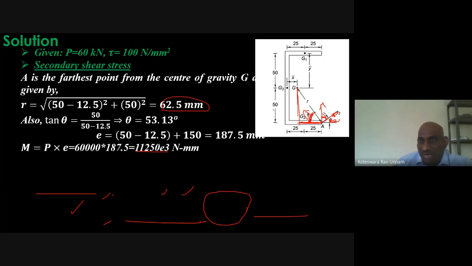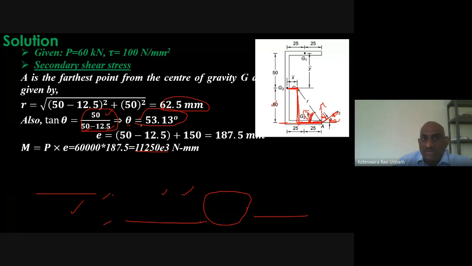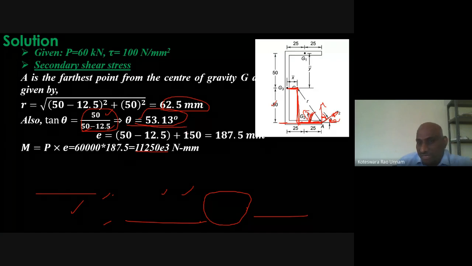Tan theta is nothing but the opposite side, which is 50, and the adjacent side, which is not 25 here, but 50 minus 12.5. That's what I have shown in this formula. The horizontal distance from here to here is 50, but from that you need to subtract this x bar. X bar is 12.5, so tan theta is 50 by 50 minus 12.5. From that you get theta equal to 53.13 degrees.